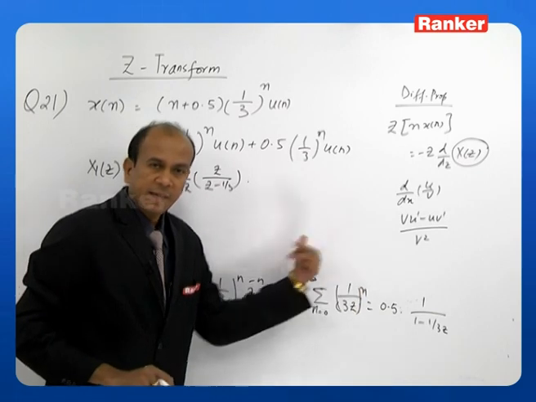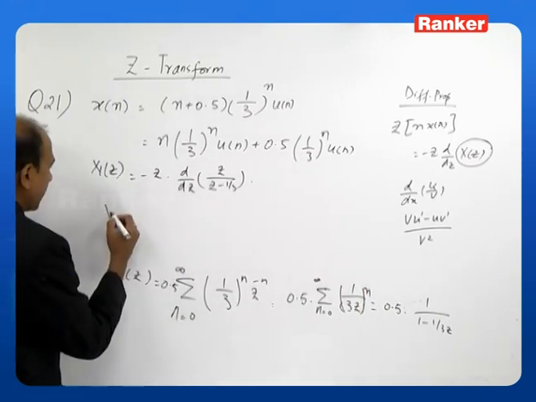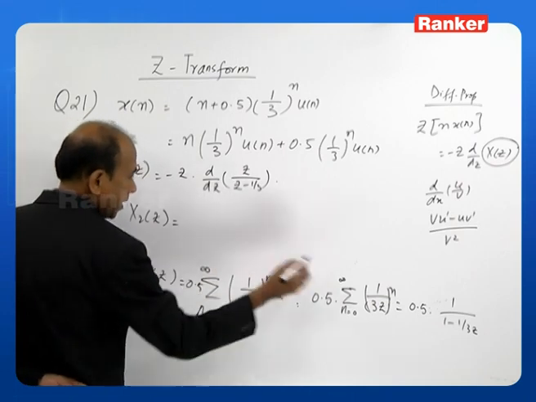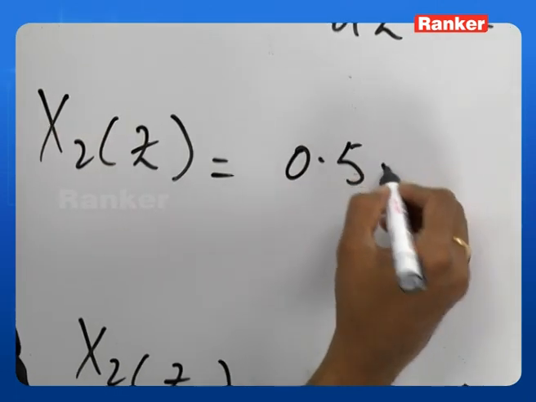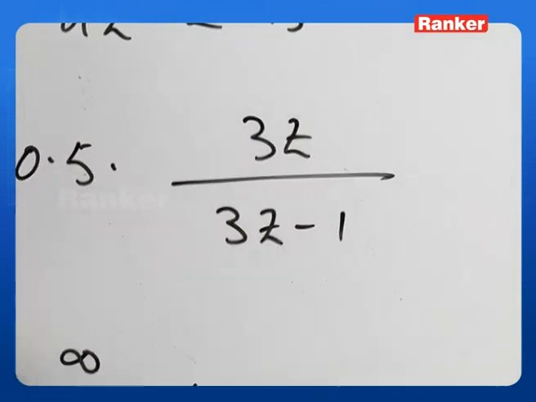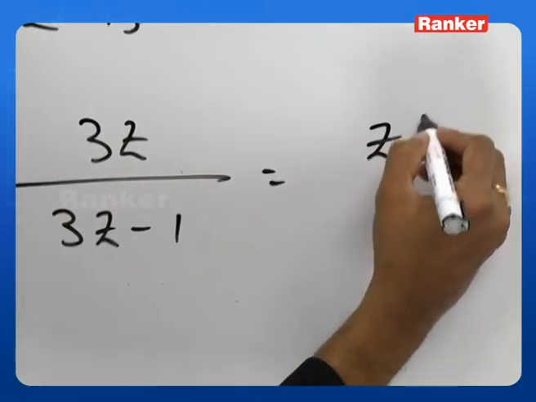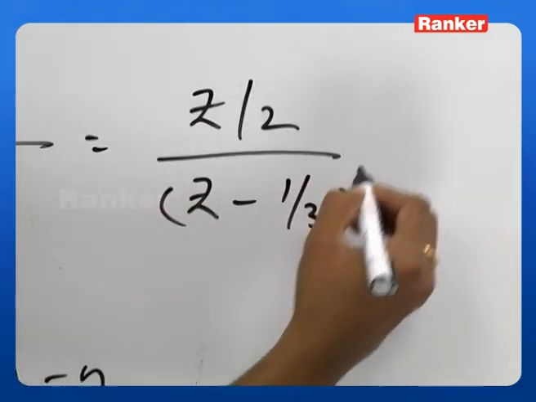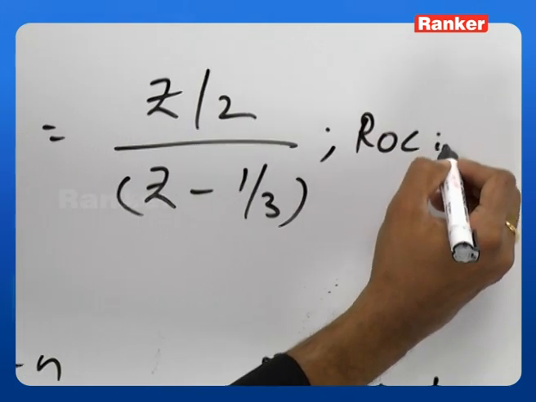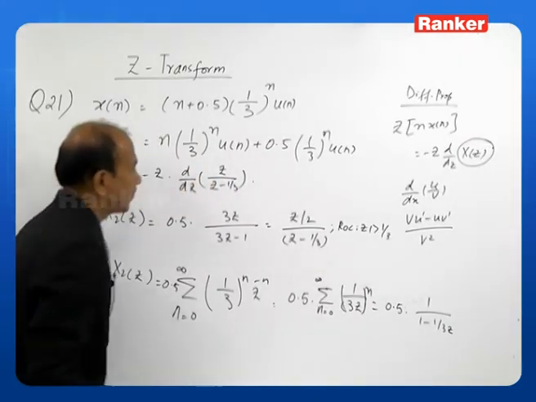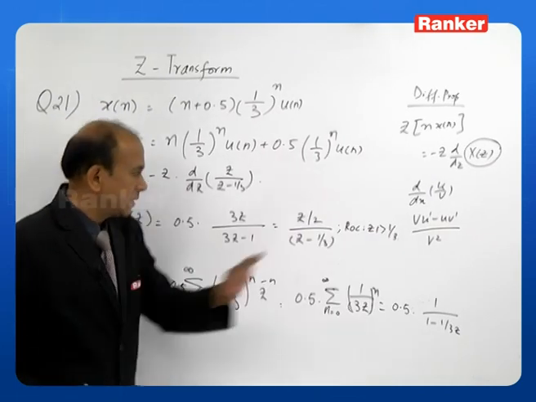Now let us write this here. So that is equal to, now x2 of z, I can write this as, okay, 0.5 into 3z by (3z minus 1). So this is equal to z by 2 by (z minus 1 by 3), and again ROC is |z| greater than 1 by 3. Okay, so this is the answer.